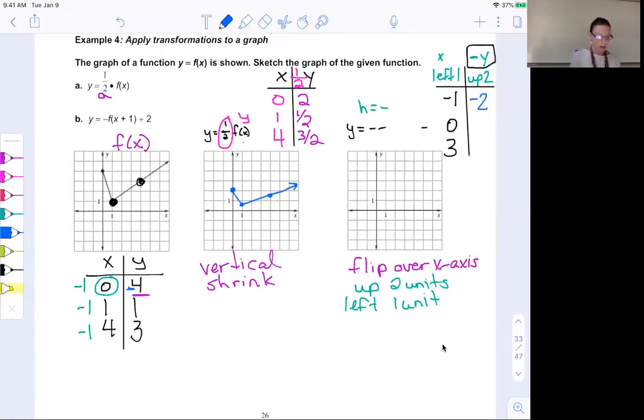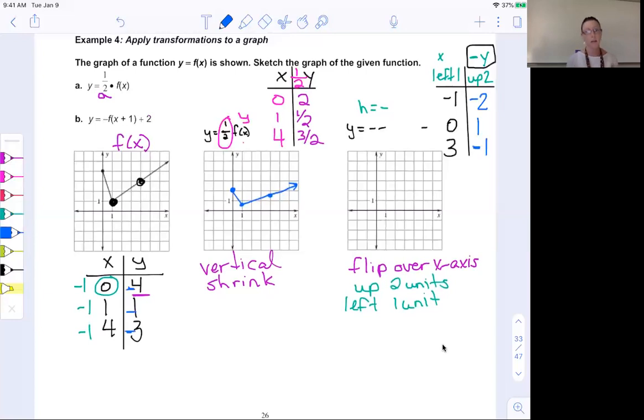I had a positive 1. I'm making it negative and adding 2. So now I have a positive 1. I have a positive 3. I need to make it negative and I need to add 2. So now I have a -1, and then I would graph it.